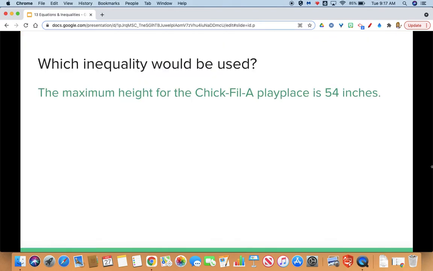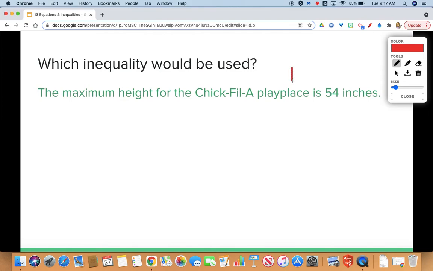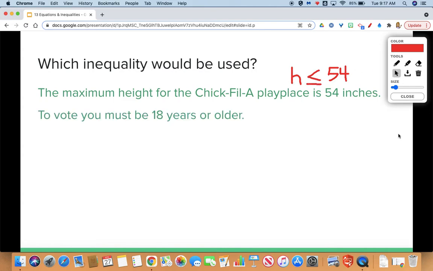Which inequality would we use for this? The maximum height for the Chick-fil-A play place is 54 inches. Well, let's think about it. Here's the height. Do we want the height to be more than 54 or less than 54? Since it's a maximum height, we want the height of the child to be less than 54, but it does say the maximum height, so that means we could also be 54 inches and play. So we would probably want to use a less than or equal to symbol here. The height needs to be less than or equal to 54 inches.